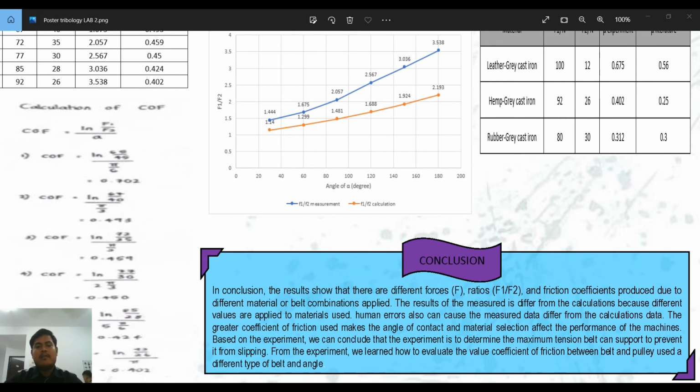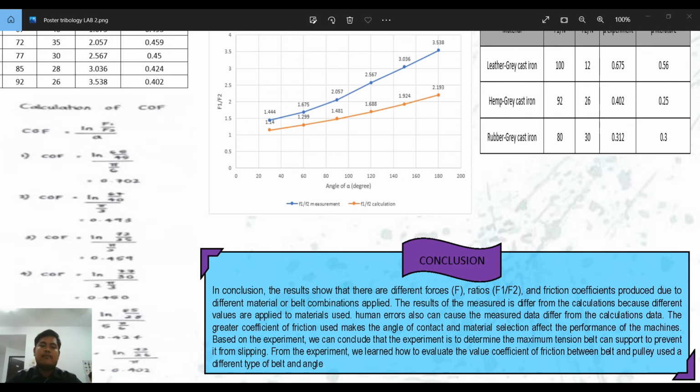Now I would like to explain about the conclusion. In conclusion, the results show that different force ratios and friction coefficients are produced due to different material or belt combinations applied. The measured result is different from the calculation because different values are applied to the materials used. Human error can also cause the measured data to differ from the calculated data. The greater the coefficient of friction, the more the angle of contact and material selection affect the performance of the machines.